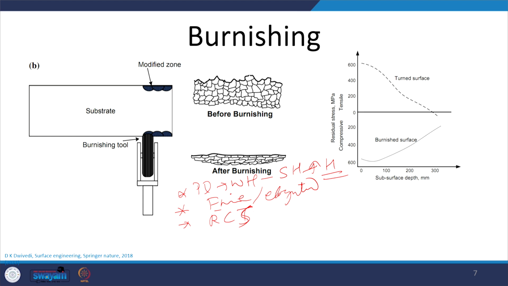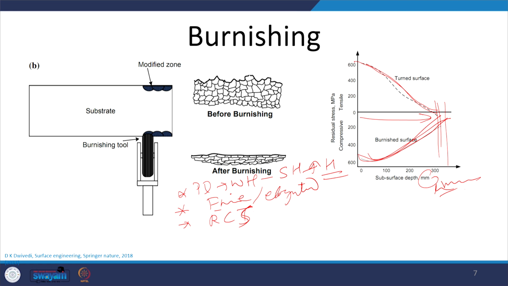So, this is what we see. A turned surface may have high residual stress of positive, that is tensile type, near the surface layers, but when burnishing is done, it induces compressive residual stresses, and you can see up to 300 micrometer depth, this surface layer modification is observed, that will be leading to the variation in the residual stress level.